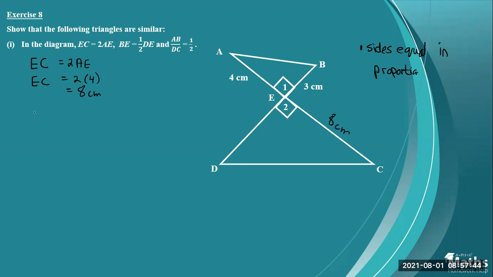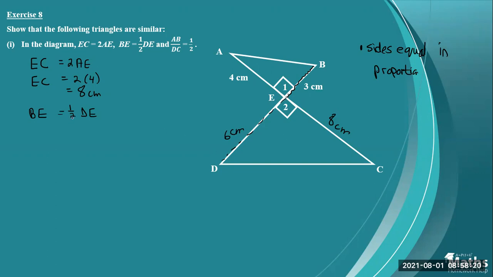Let's see what else. It says here that BE will be half the length of DE. So let's see where's BE. Okay, here's BE, this one, is going to be half the length of DE. So if this one is 3 centimeters, this one will have to be 6 centimeters. Then BE will be half the length of DE.